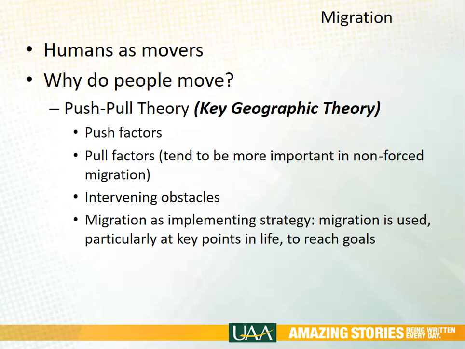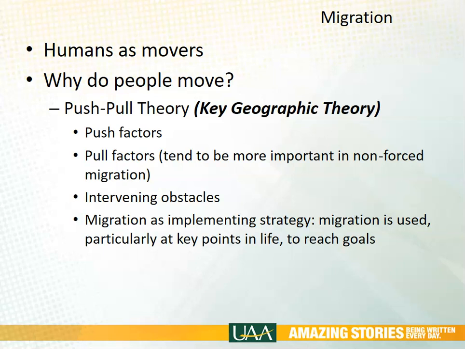Now, another thing I'd like to talk about in this lecture is the issue of migration. Historically, humans have moved all around the world, sometimes forced migrations, sometimes voluntary. There are a number of key geographic theories that consider migration. One of the most important of these is something called push and pull theory. Push and pull theory examines the various demographic and societal factors that push people out of one country or pull them into another one. Pull factors, by the way, tend to be the most important, especially in non-forced migration.